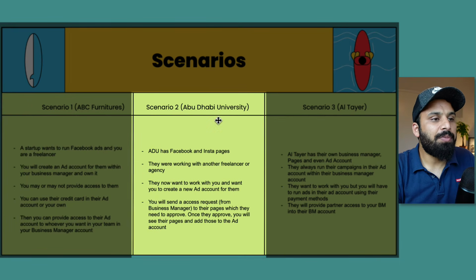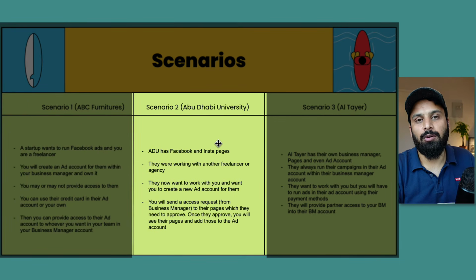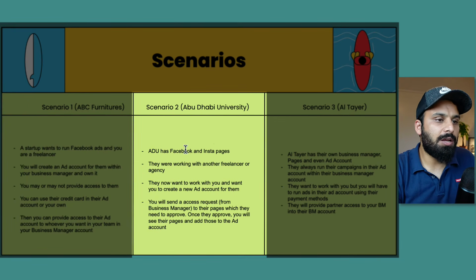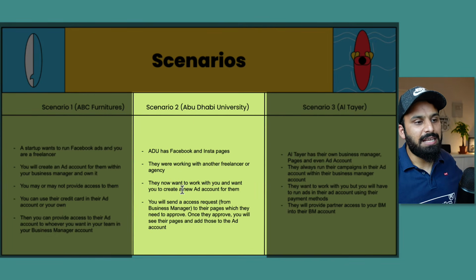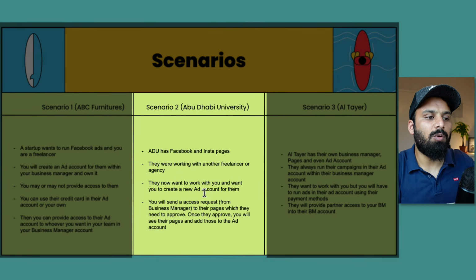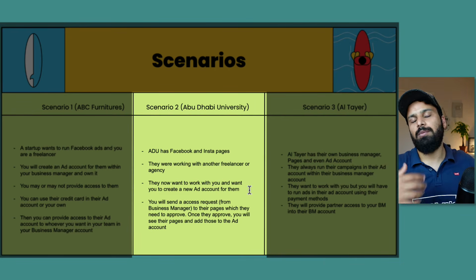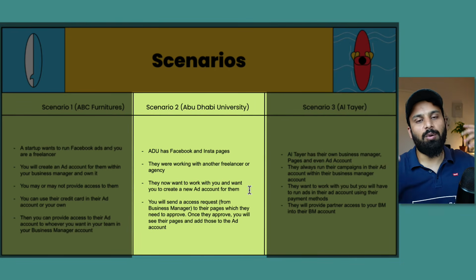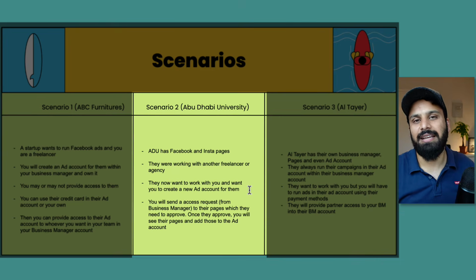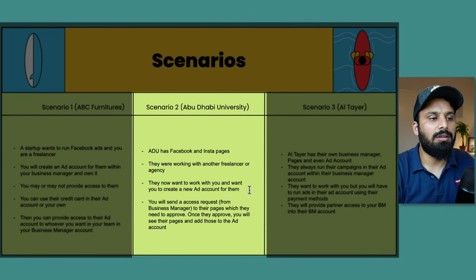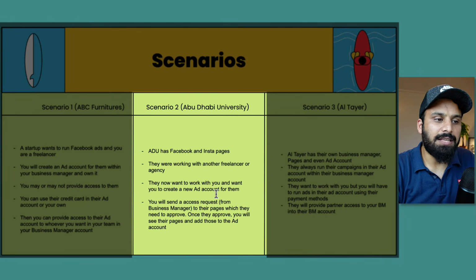And then scenario 2 is Abu Dhabi University, where I told you they already have a Facebook page and Insta pages. They were working with another freelancer or another agency. They now want to work with you and want to create a new ad account. So they're telling you, we were working with another agency, they own the ad account. Now you can create a new ad account for us and run new campaigns in the new ad account, which is quite possible because they own the pages and that's all you need.